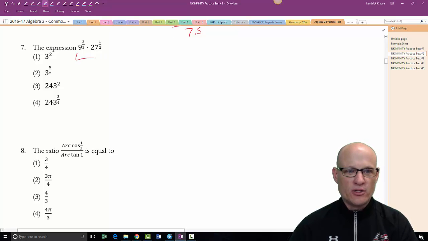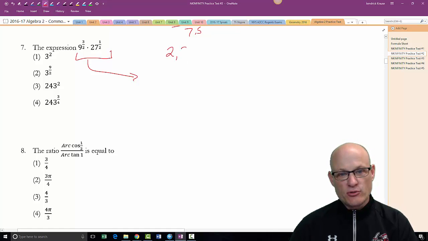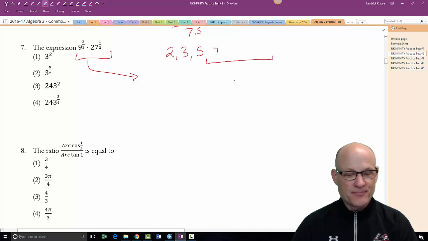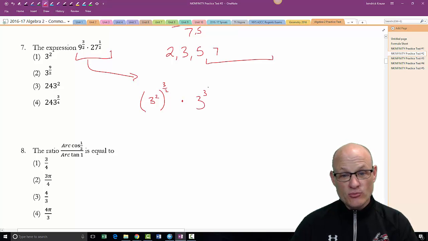So what we want to do is take both of these and change them to bases that are the same. Usually it'll be bases of 2, 3, or 5. Once in a while you'll see 7, not very often. So I want to change them. So 9 is really 3 squared to the 3/2 power. Times 27 is really 3 cubed to the 1/2 power.